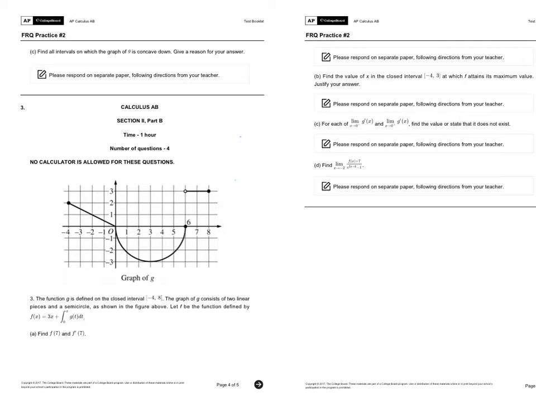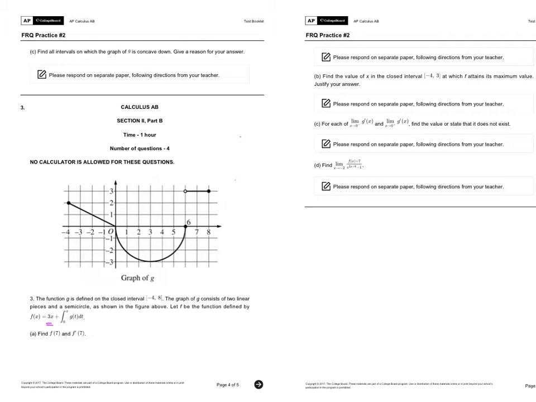All right, let's look at this last one. It has some similar things to number two, but they've made it a little more difficult. So let's see if we can attack this one. Again, you have a function defined as an integral, but there's this extra little piece to it.